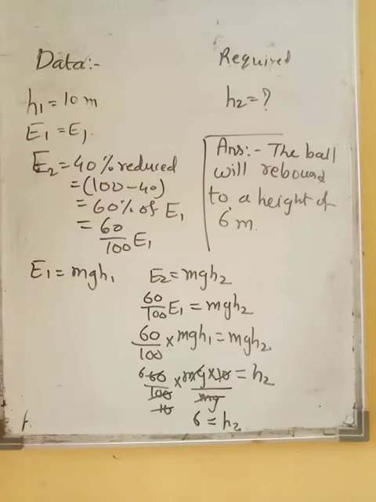Next sum says the velocity of a car increases from 54 kilometers per hour to 72 kilometers per hour. How much will be the work done if the mass of the car is 1500 kg? Now children, if you observe, here they have said kilometer per hour. Normally when we go in a train or a plane or a car, the speed is always measured in kilometers per hour. But kilometers per hour is not an MKS unit. So what do we have to do? We have to convert it into MKS units.